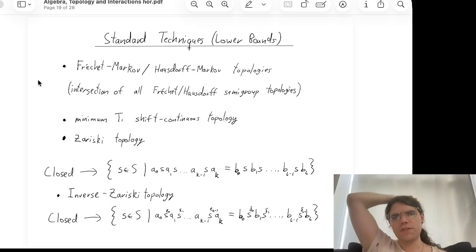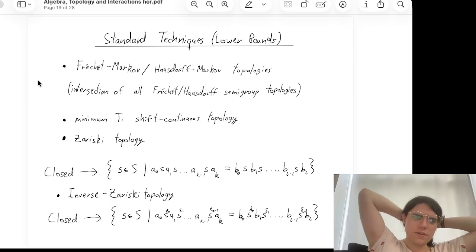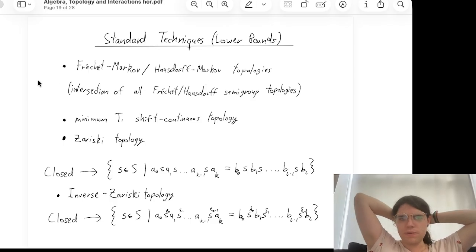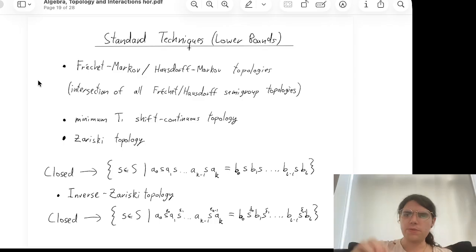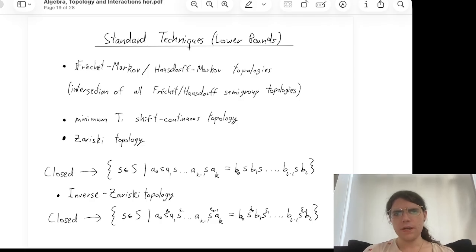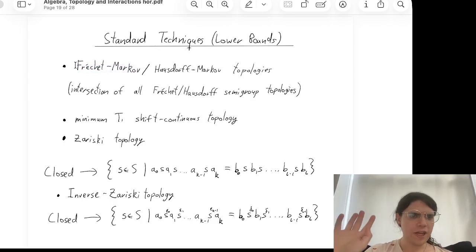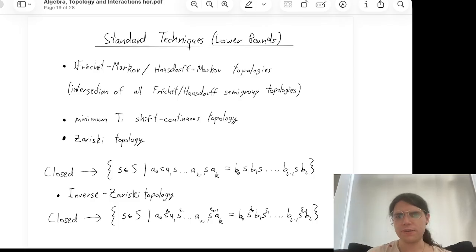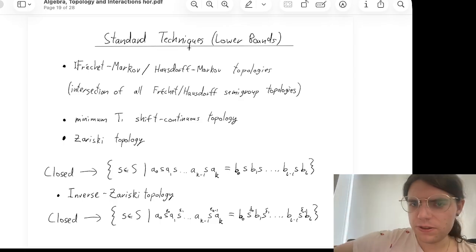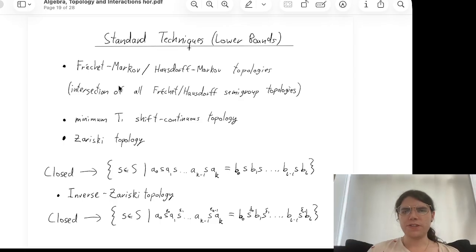The Frechet-Markov topology is the intersection of all the Frechet topologies on a semigroup. Frechet is another word for T1, if you're familiar with separation conditions. So this is just the intersection of all semigroup topologies in which singletons are closed. This term is not used in groups because by standard results for topological groups, if a topological group is T1, it's automatically Hausdorff. But for semigroups, these are actually distinct notions. Okay, so you can just intersect all the stuff you want.